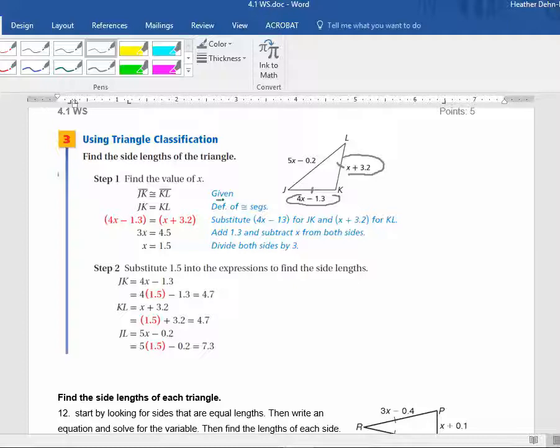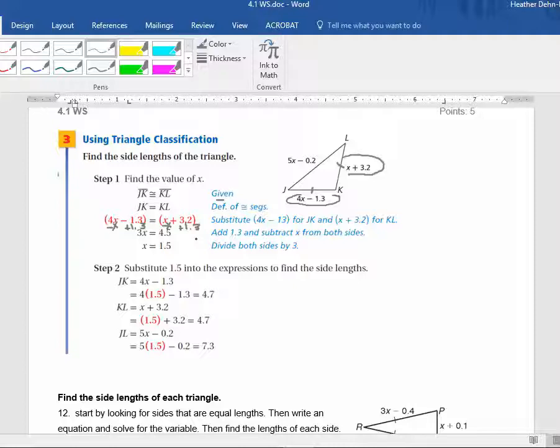And then we solve the equation as you learned how to do in algebra. Subtract x from both sides, and we get 3x equals... oh, they already added the 1.3 to both sides as well. They did 2 steps in one. So 3x equals 4.5, divide by 3, and you get what x is equal to.